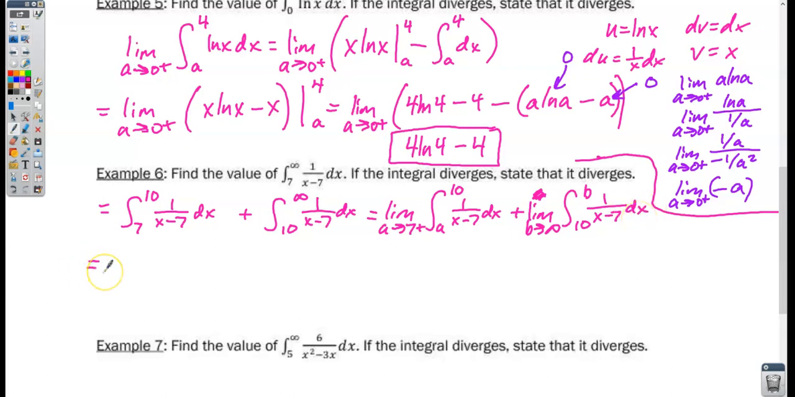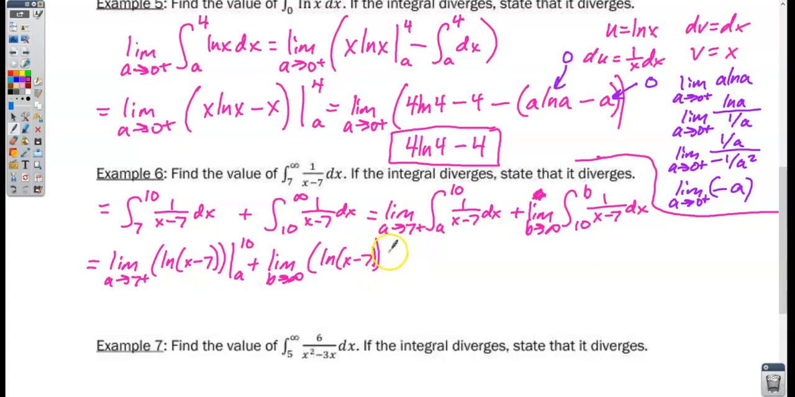Okay. Now, I can find the antiderivative of 1 over x minus 7 fairly easily, and so this is going to be equal to the limit as a goes to 7 from the right of the quantity natural log of the quantity x minus 7, evaluated from a to 10, and the second limit becomes the limit as b goes to infinity of the quantity natural log of x minus 7 from 10 to b.